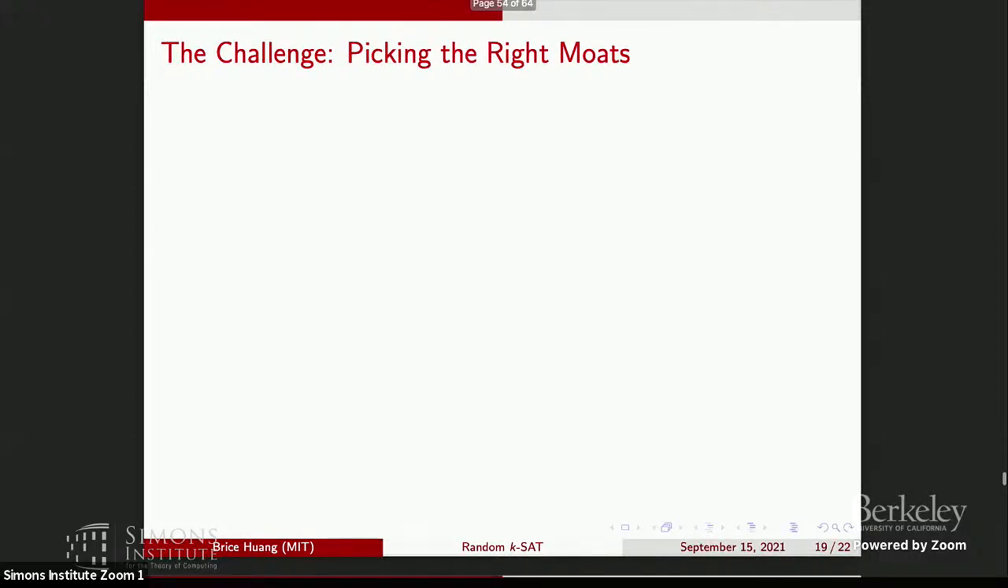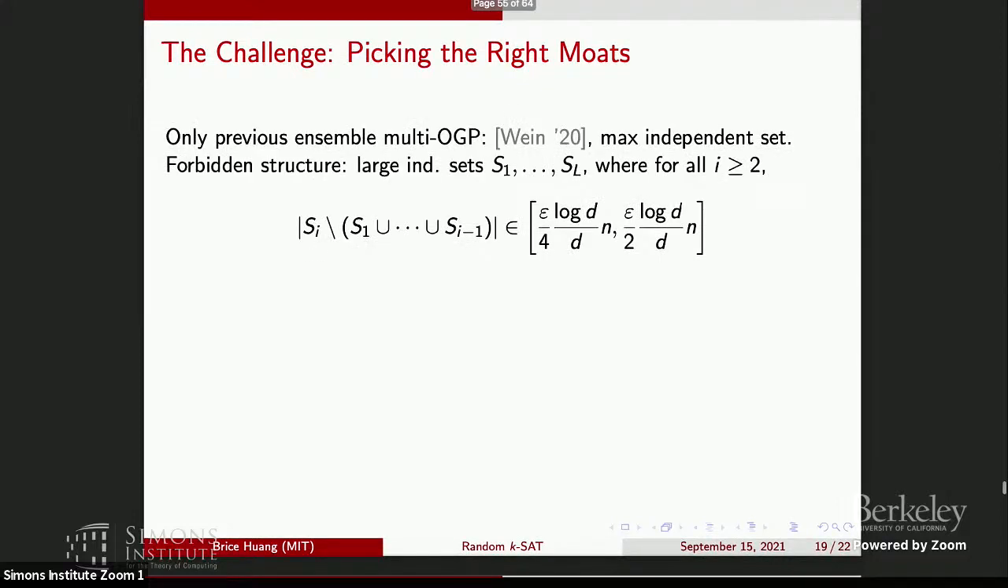Of course, the key step in the previous proof, which I've so far glossed over, is how to define this forbidden structure, i.e., how do we pick the red moats so that the forbidden structure defined by them actually has an exponentially small first moment. And this is really hard. The only previous problem where this has been done is the paper by Alex Huang on Max independent set. And there, Alex uses this ingenious construction where the forbidden structure consists of some independent sets where the ith independent set has a medium non-intersection with the union of its predecessors. So this is the notion of medium multi-distance in Max independent set.